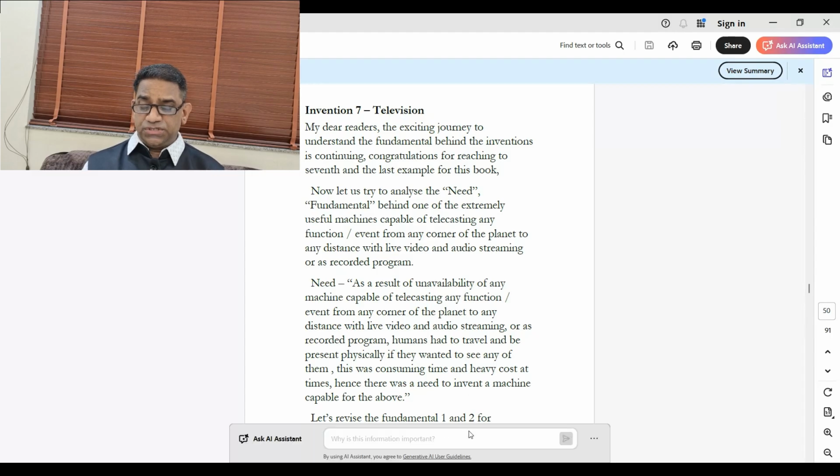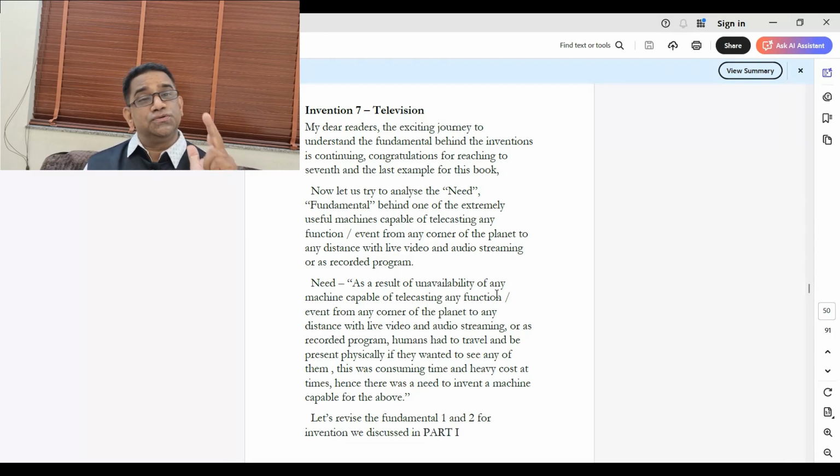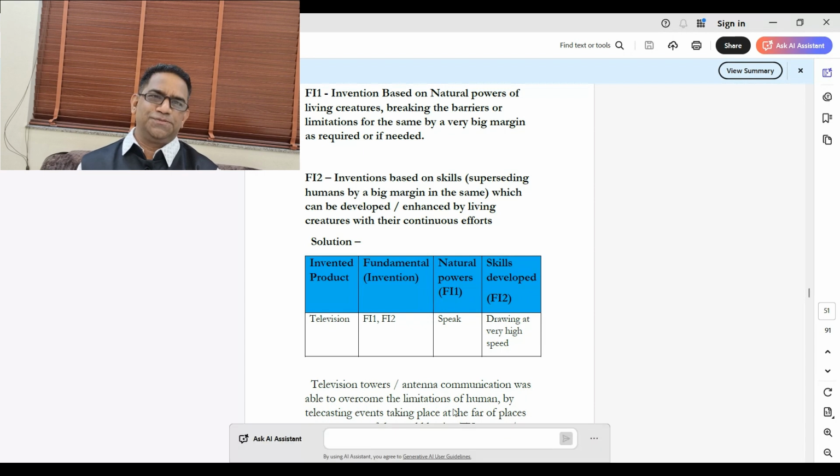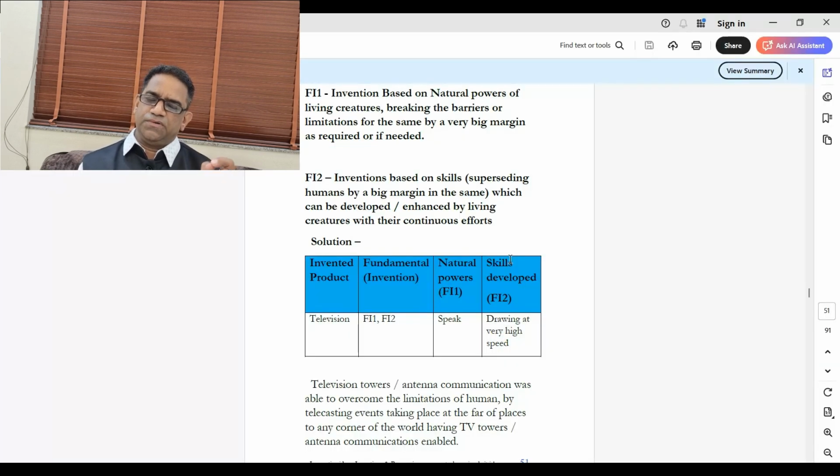Now, let's revise the fundamentals 1 and 2. This invention is the combination of FI1 and FI2. Let's see what we discussed in part 1. What was FI1? Okay, let me read out. See this page also. FI1, what we discussed: invention based on the natural power of a living creature, but at the same time breaking the barriers or limitations for the same by a very big margin as required or needed.